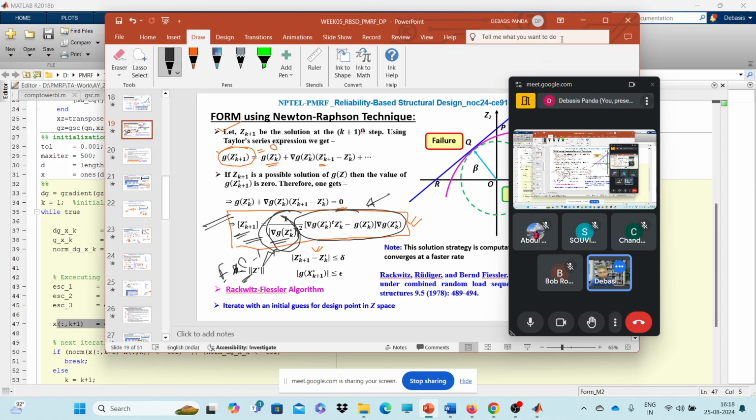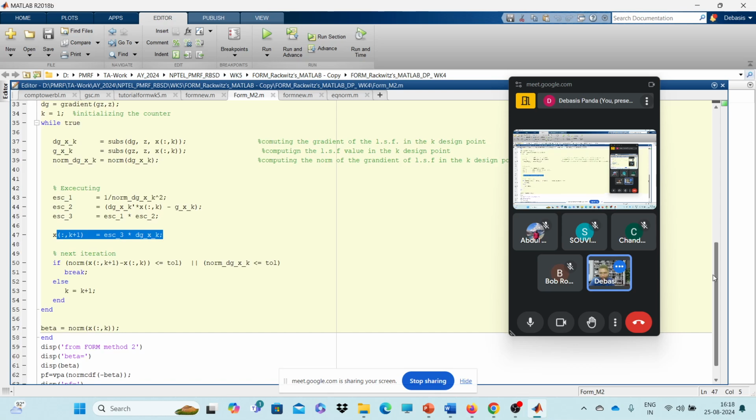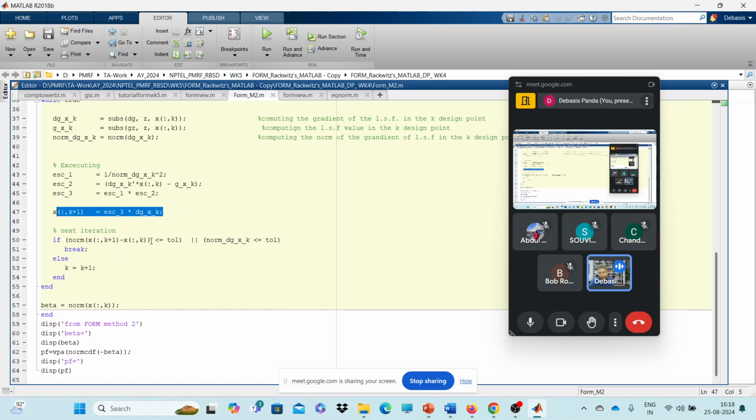Yes or no? Now once we have that, we will start our iteration and look for the convergence. Once we get the convergence, we will stop there, and for this case beta will be nothing but the norm of this. Now once we have found the beta, it will display beta using the Rackwitz-Fiessler algorithm, and it will subsequently give us the probability of failure. So probability of failure is nothing but phi of minus beta. So this is the function file for the Rackwitz-Fiessler algorithm.